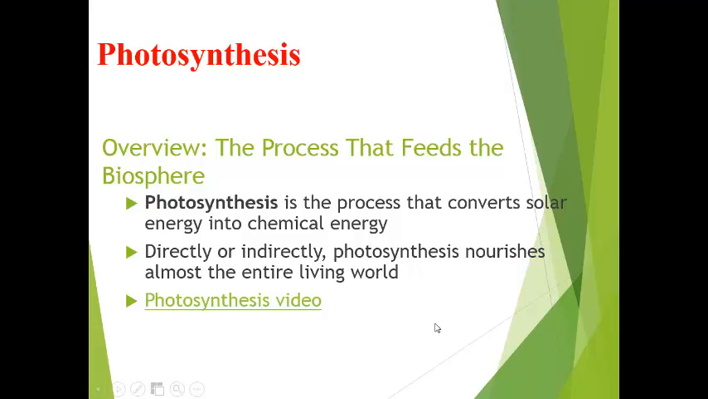Welcome to AP Biology. This video is an overview of photosynthesis. Photosynthesis is going to be the process in which solar energy, the energy in sunlight, is converted into chemical energy, the energy found in the chemical bonds of molecules. This chemical energy is then going to be used to fuel the production of ATP within organisms. So photosynthesis is going to nourish the entire living world. It is the process by which sunlight is converted into the chemical energy that all living organisms need to live.